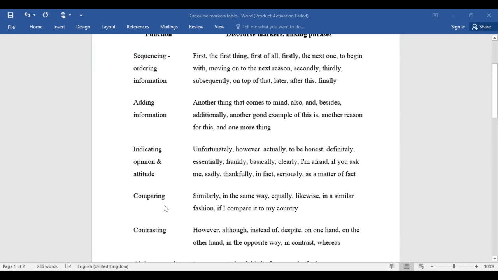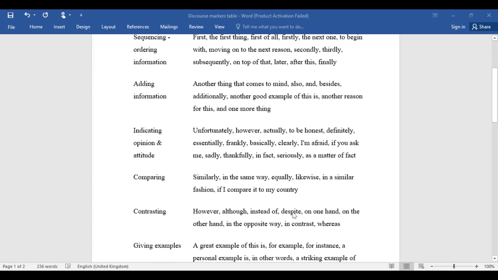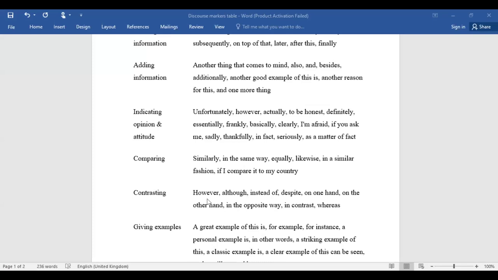Comparing: similarly, in the same way, equally, likewise, in a similar fashion. Here, I hear people say this a lot, in a similar function. It is not function, it's fashion, in a similar fashion. If I compare it to my country, when you want to show contrast, the opposite: however, although, instead of, despite, on one hand, on the other hand, in the opposite way, in contrast, whereas.